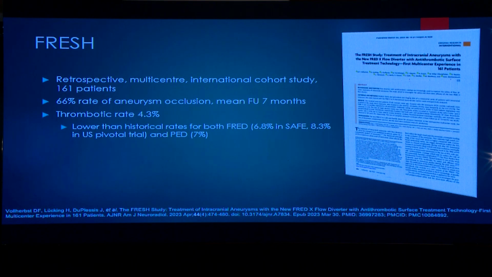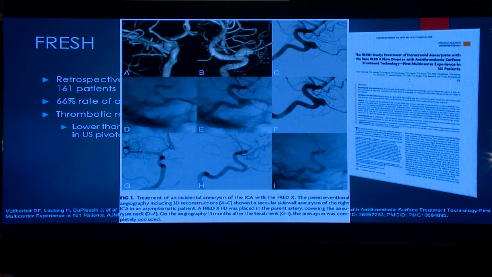FRESH, published in this month's American Journal of Neuroradiology, is a large series published out of a European retrospective international cohort study, which includes 161 patients all treated with the FREDX with a median of 7 months of follow-up. And this demonstrated an acceptable 66% rate of aneurysm occlusion, which is comparable to earlier studies with FRED, but also an early thrombogenic complication rate of 4.3%, which represents about a 50% reduction when compared to historical studies.